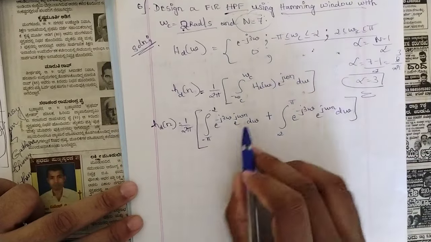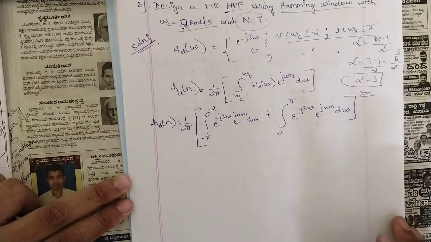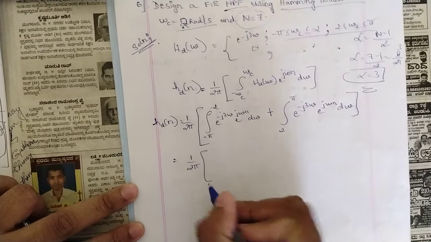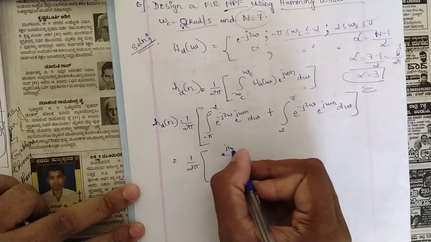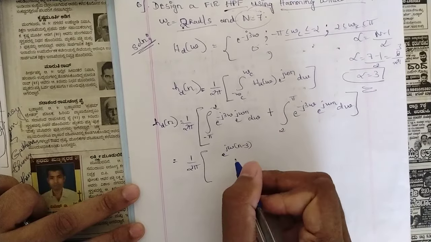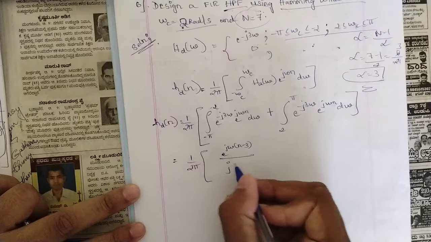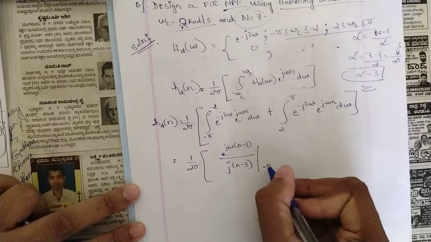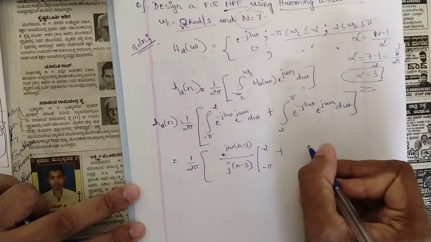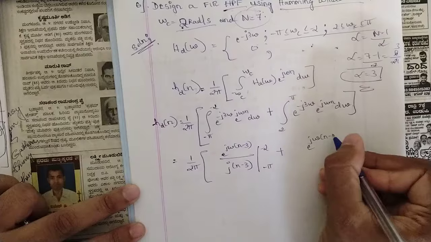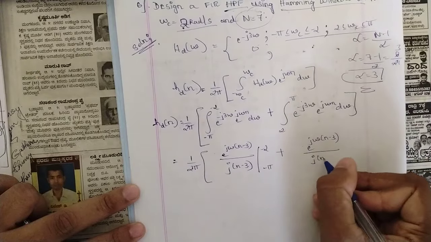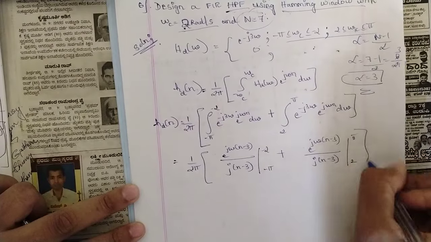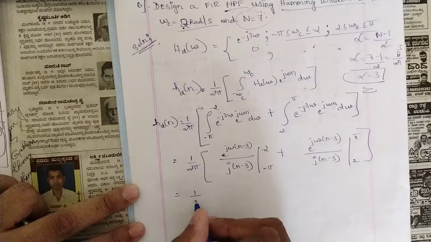Now again the same thing, nothing much to do. How we have solved previously, that only you should be solving twice. That is 1 by 2 pi, e power j omega n minus 3 divided by j into n minus 3. I am directly integrating it, and the limits are from minus pi to minus 2, plus again e power j omega n minus 3 divided by j into n minus 3, with the limits from 2 to pi. Now substitute the limits.